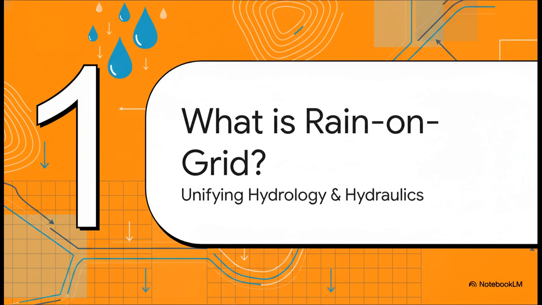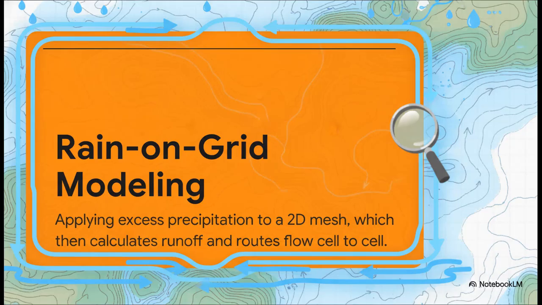What exactly is rain on grid modeling anyway? Well, at its heart, it's pretty straightforward. Rain on grid takes all the rainfall that doesn't soak into the ground, what engineers call excess precipitation, and it applies it directly, everywhere, onto a 2D grid of the landscape. From there, the software just lets physics take over. It calculates exactly how that water is going to move from one little square to the next, just following the natural bumps and slopes of the land.